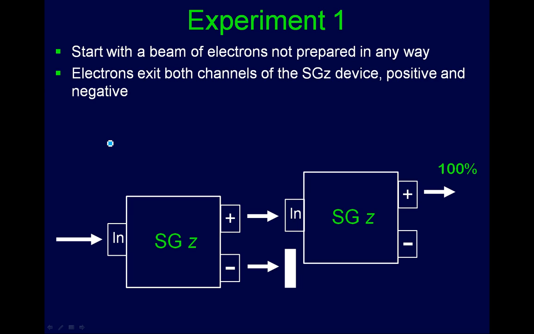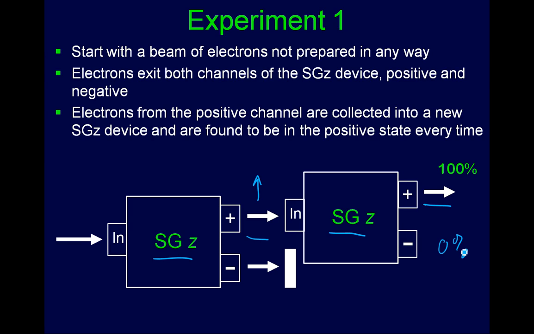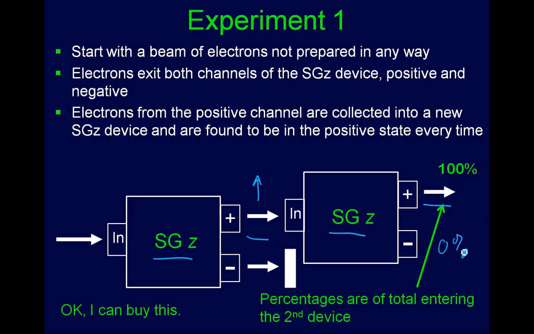So they did a series of different kinds of experiments with these devices, and so here we've got two SGZ devices set up next to each other. And so what we do is we send a bunch of spins into the first SGZ, and the ones that come out positive, so their spin is aligned with the SGZ, we then put through another SGZ. And when this happens, we get 100% of them coming out aligned and 0% coming out anti-aligned. And so this is good, okay, I can buy this. The percentages here also are of the total entering the second device, just to be careful.